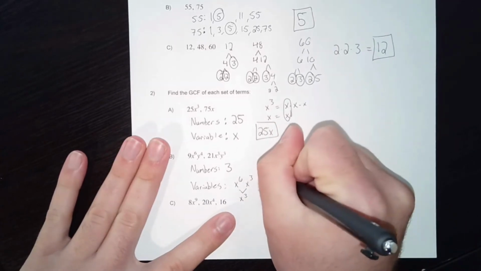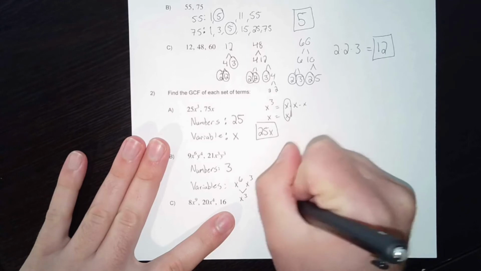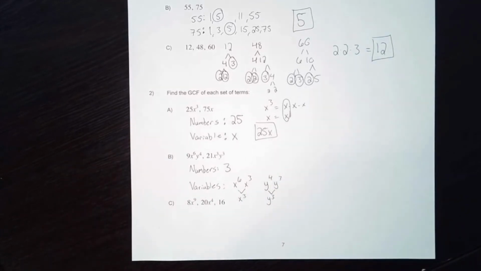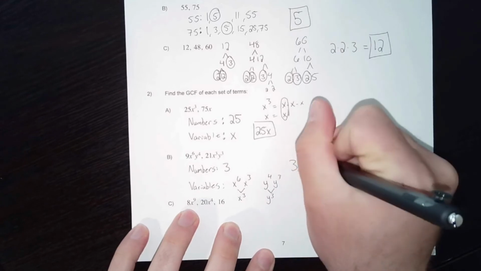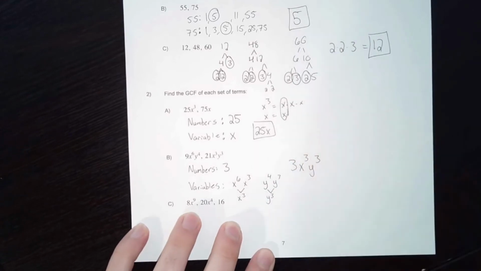I have a y to the fourth and a y to the third. The largest I'm going to be able to pull out is another y to the third. So my answer here is going to be 3x to the third, y to the third.